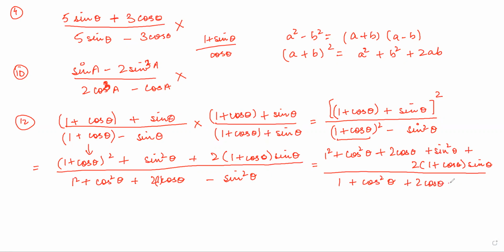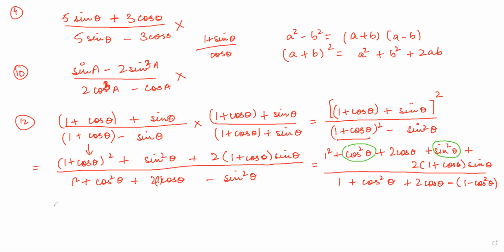And again, I can write this sine square theta as 1 minus cos square theta from identity 1. Right, Abdullah? Okay. Now look at the numerator. So you have cos square theta and plus sine square theta. This will become 1, right?